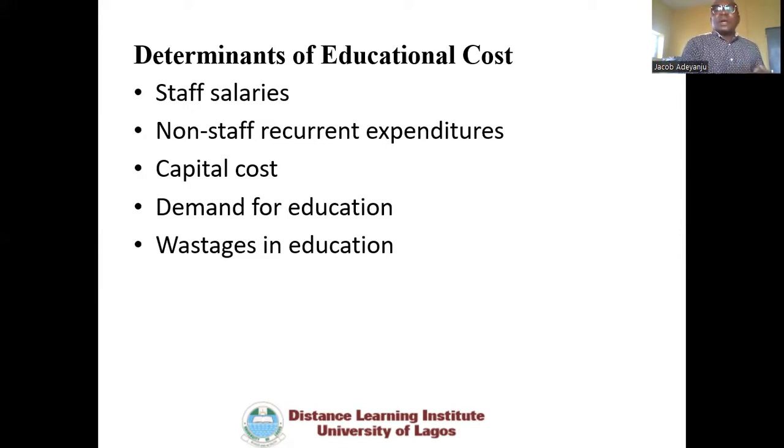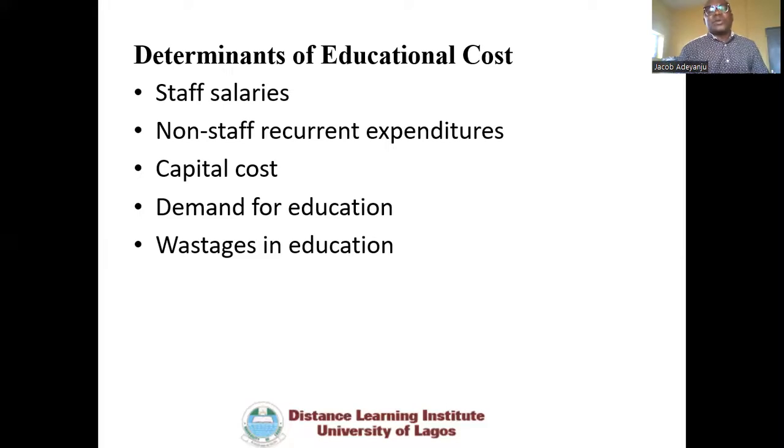So the higher the number of personnel, the greater the amount of salary they will receive, and the higher the cost of education. We have other non-staff recurrent expenditure, such as the cost of electricity bill, refuse disposal, cost of fueling, maintenance, and so on and so forth. We also have capital cost. Capital cost is the cost on durable items. And we have demand for education as also one of the determinants of educational cost.